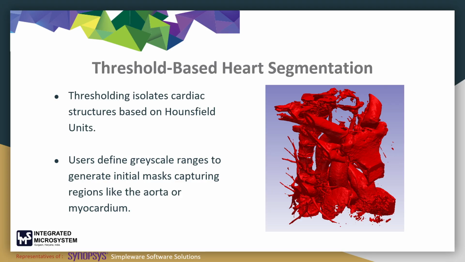In Simpleware, you can manually or automatically define a range of grayscale values that match the intensity of your target tissue. For instance, if you want to segment the aorta or the left ventricle, you can select the threshold range that corresponds to the blood-filled regions. The software will then highlight and mask all voxels that fall within this range.